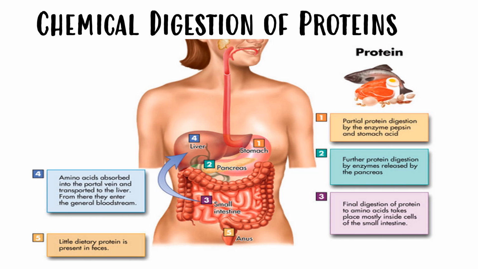First, we have number one, partial protein digestion by the enzyme pepsin and stomach acids located in our stomach. Number two, further protein digestion by enzymes released by the pancreas. Three, final digestion of protein to amino acids takes place mostly inside the small intestine. Remember that. And number four, amino acids absorbed into the portal vein and transported to the liver.